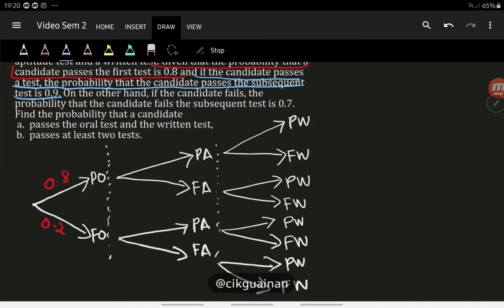If you pass the previous one, the probability of passing the next one is 0.9. So if you pass oral, the probability of passing aptitude is also 0.9. If you pass aptitude, then 0.9 for passing written also. Okay, good. Now, what else?